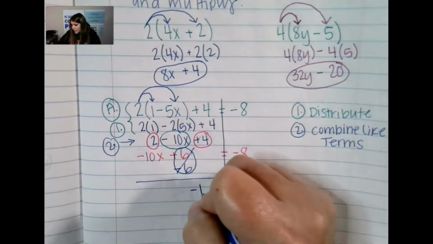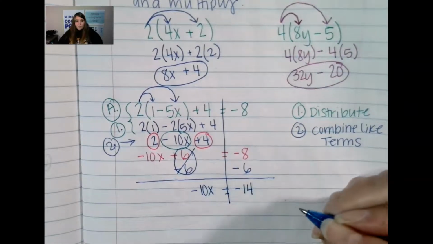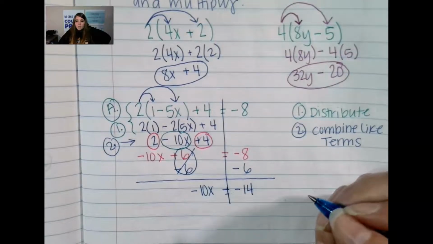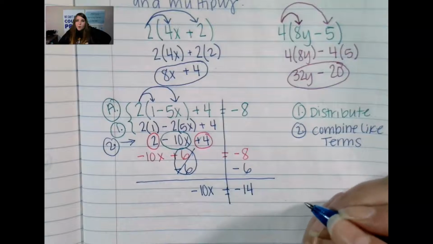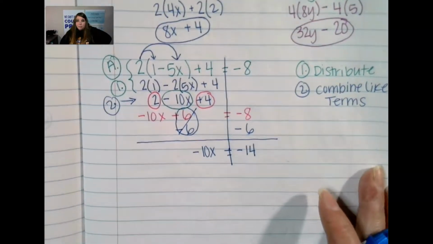So negative 10x equals negative 14. Why do they always give us problems that are going to end in fractions? Welcome to higher level math.